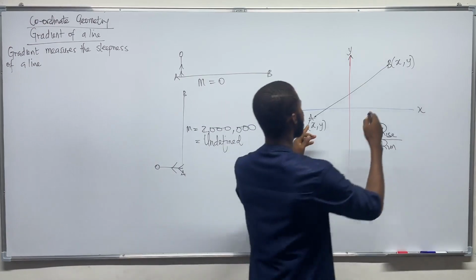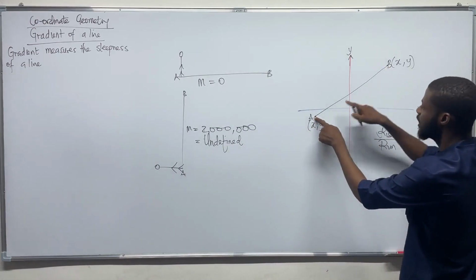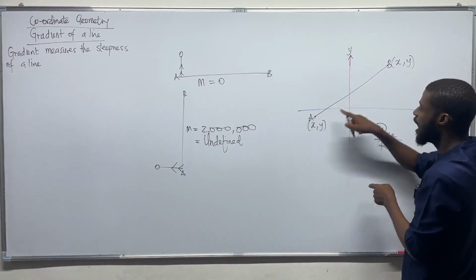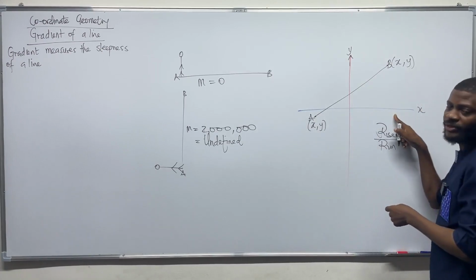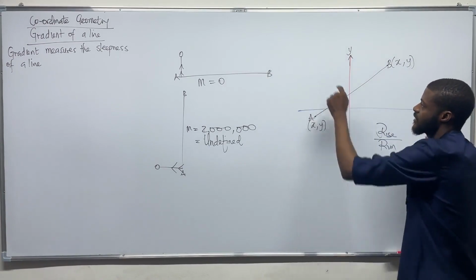Taking a look at this very line, whether I like it or not, if I want to move from this point to this point, if you notice, I did not only go up. I also moved towards this very direction. So, there's going to be a run. There's also going to be what? A rise.